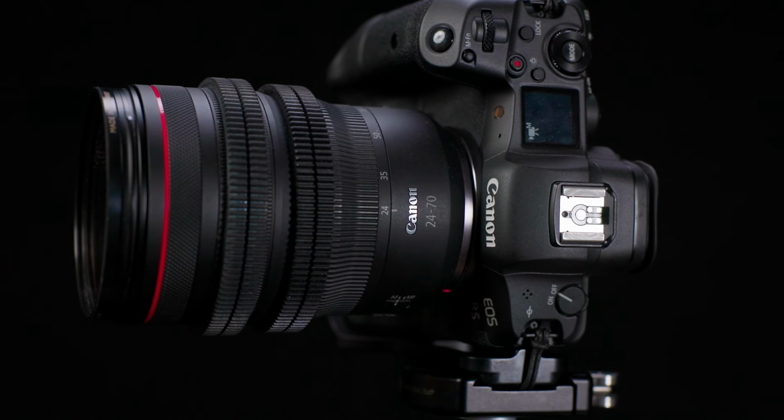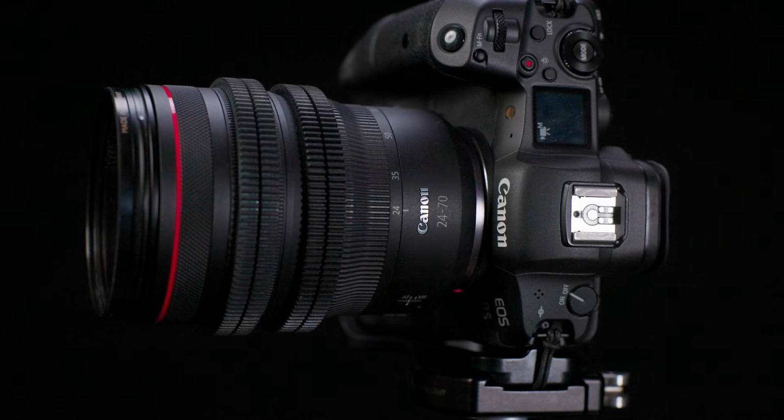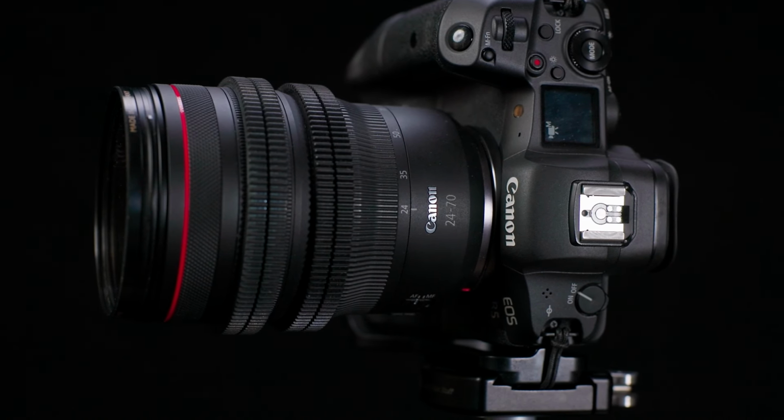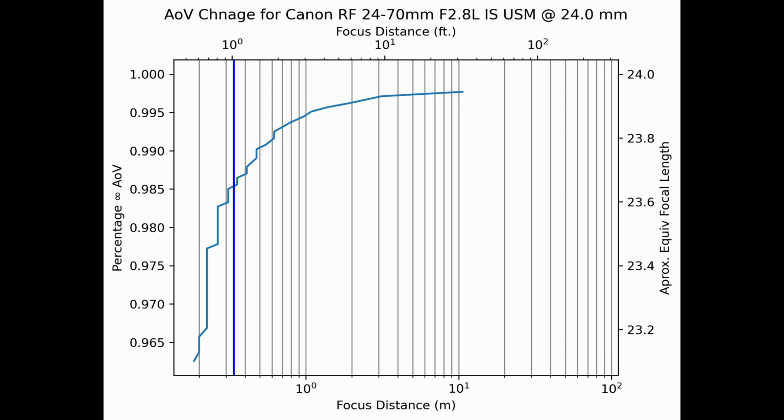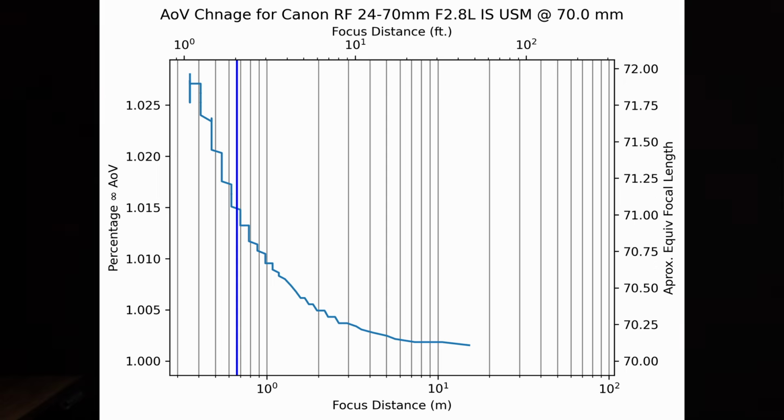For example, on this Canon RF 24-70 f2.8L IS USM, the angle of view gets wider when focusing closer to the camera at short focal length, so for example 24 millimeters. But at the long end, at 70 millimeters, that effect is reversed and the image actually gets tighter.